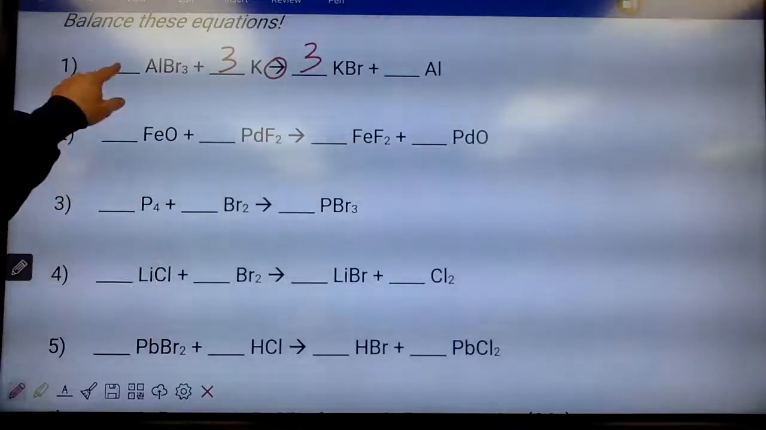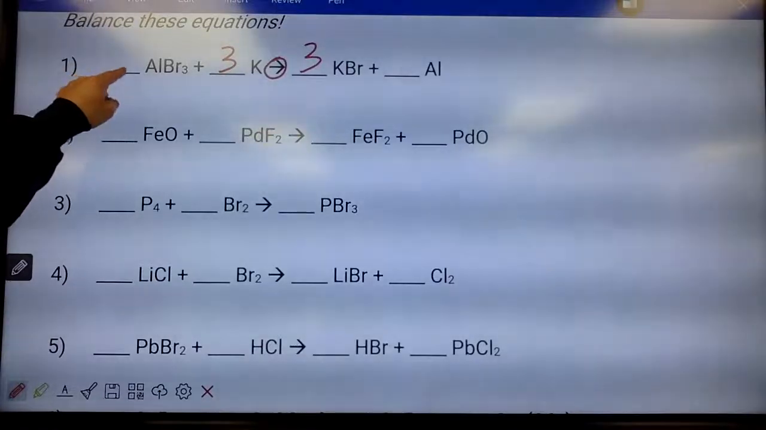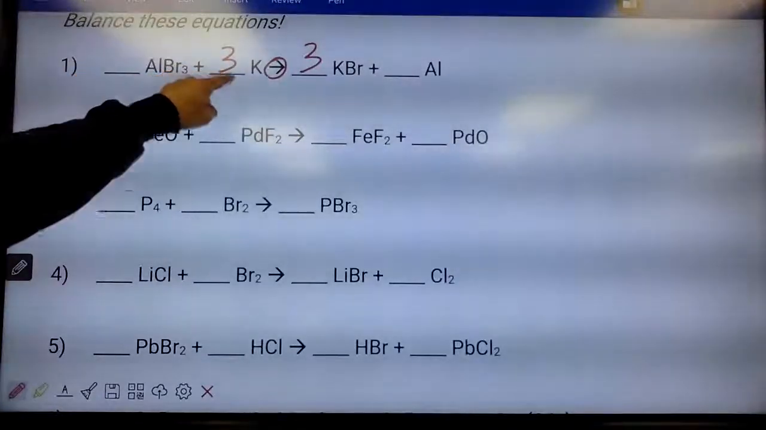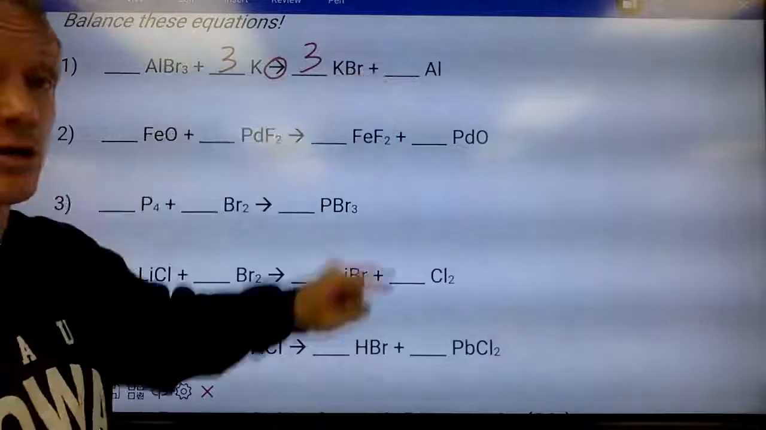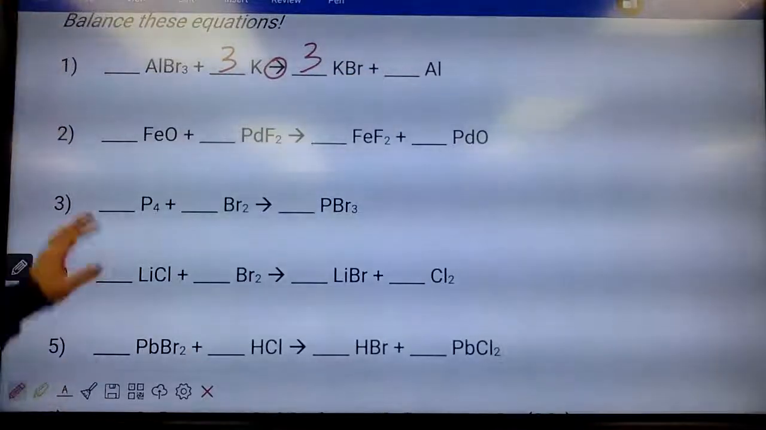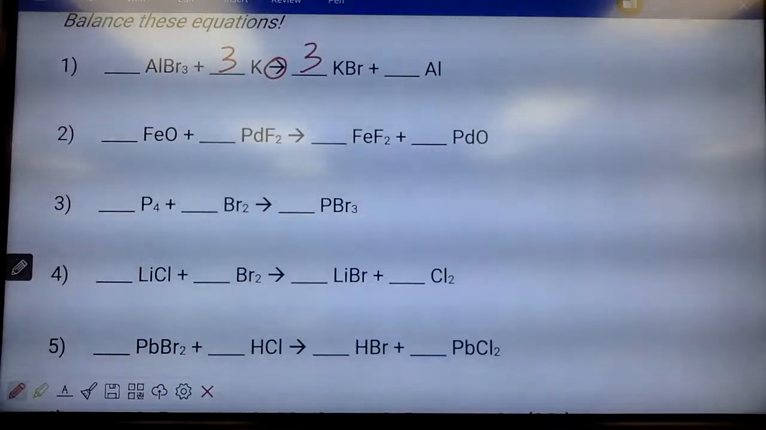So really, that's a 1 in there. You have 1 molecule of aluminum bromide reacting with 3 atoms of potassium to make 3 molecules of KBr plus 1 atom of aluminum. You can put ones in those blanks if you want to. We usually leave them blank though.